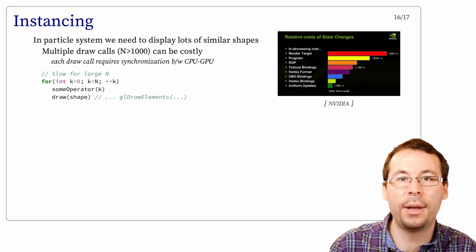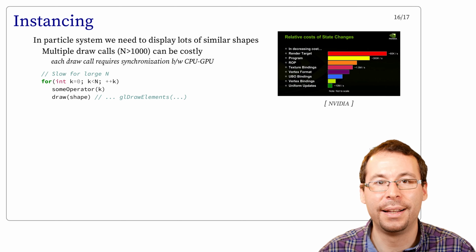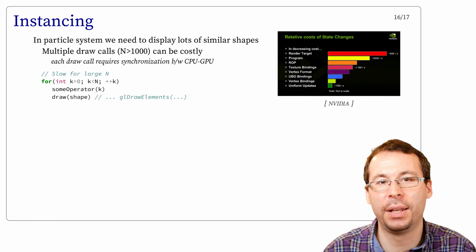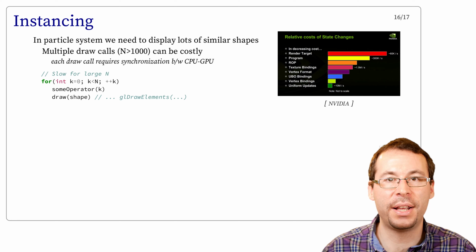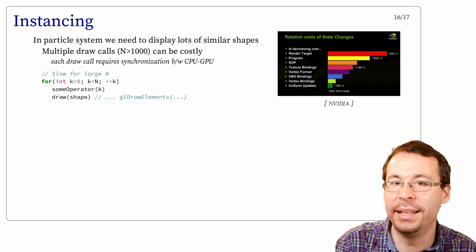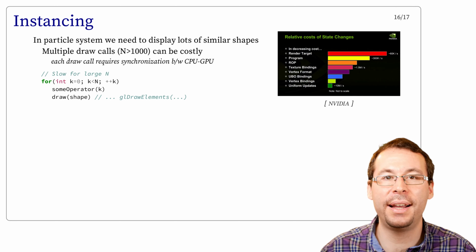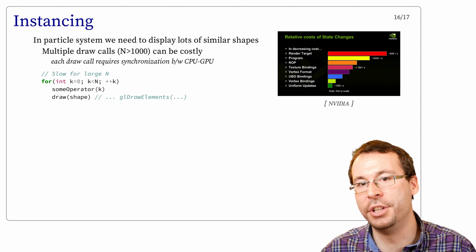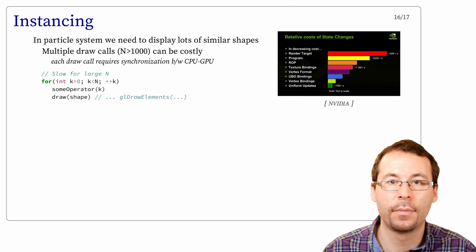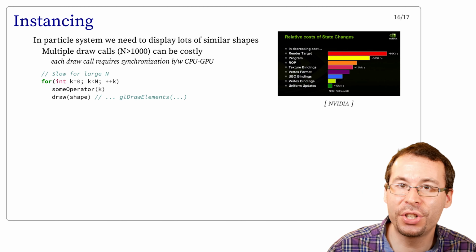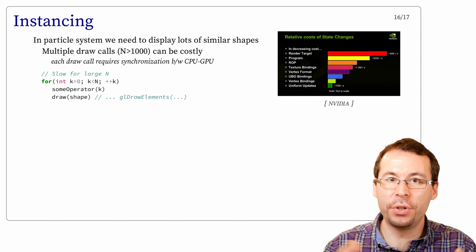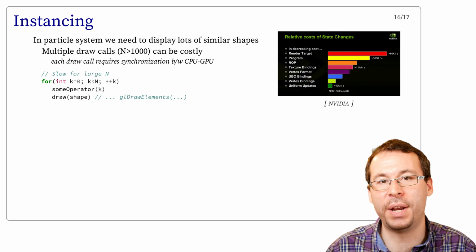And now a few words about another concept called instancing. When we deal with particles, we typically need to display lots of similar shapes. If we have thousands of particles and call each of them individually, it quickly starts to be costly and slows down the rendering. The issue here is that we have a large number of draw calls, for instance glDrawElements in OpenGL. A draw call does have some cost and it forces the synchronization between the CPU and the GPU. So we should avoid having too many draw calls in a single frame.